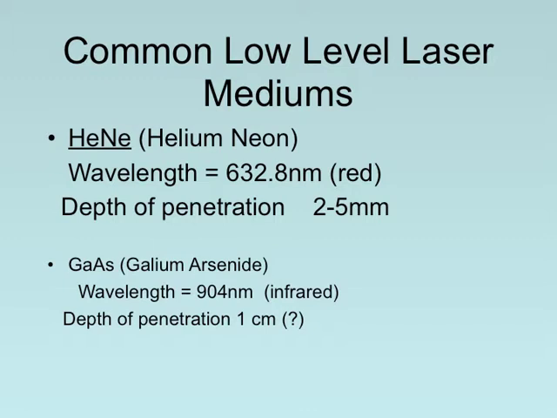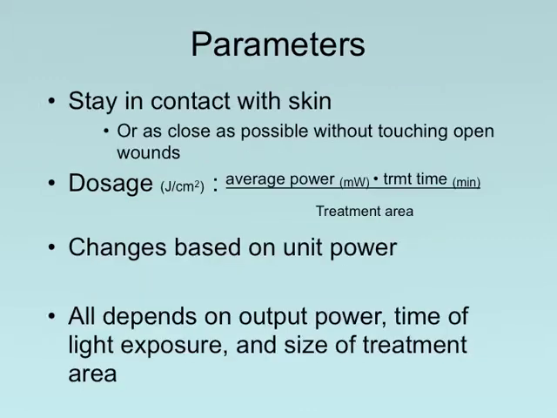The second most common medium is gallium arsenide, and the wavelength is 904 nanometers. This is an infrared light. Depth of penetration is less. They think probably up to 1 centimeter, but not sure. Again, the helium neon is what is more commonly used.